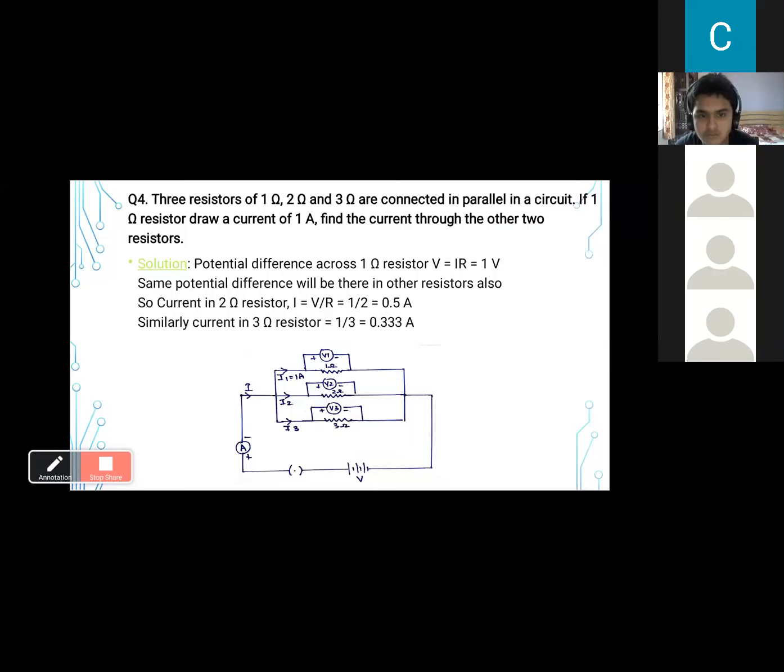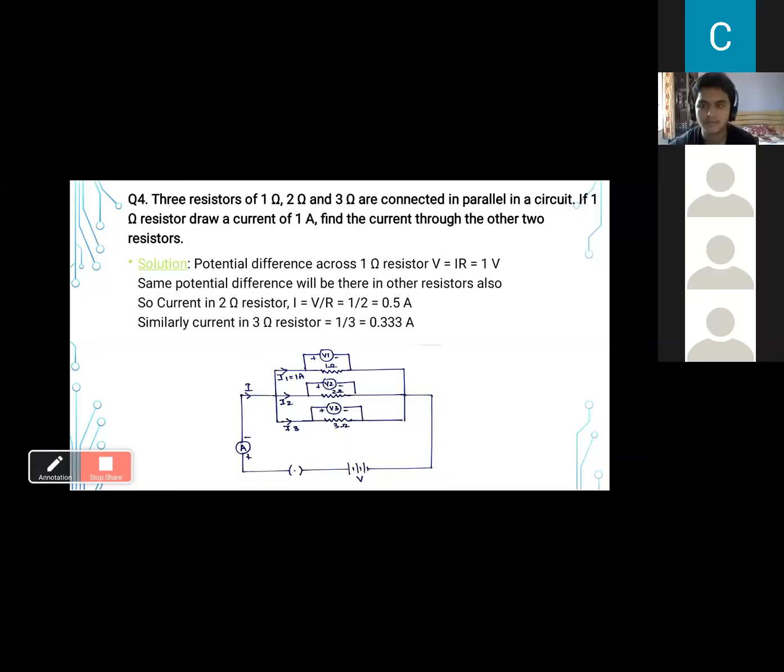Now we'll find the current in the 2 ohm resistor. It will be I equal to V by R, which comes out to be 1 by 2, that is 0.5 amperes. Similarly, current in the 3 ohm will be V by R, that is 1 by 3, which comes out to be 0.333 amperes. Is it clear? So I've applied Ohm's law in the above branch. Wherever you find that two variables are available, apply Ohm's law there, find the missing one, and then you can judge what is the same, and you can apply Ohm's law in other branches also.